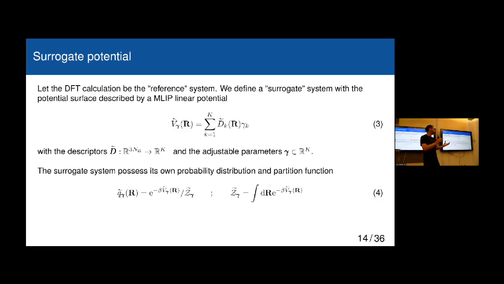Okay, so then we have a surrogate potential, a surrogate system. So we'll say that DFT will be the reference system, and the MLIP is the surrogate system. And so we have the MLIP potential, and here we use the expression for a linear potential. It's really just a linear combination of a bunch of descriptors. These are D's, and gamma are the parameters for our potentials that we are trying to fit. Right. So we say we have K of these descriptors. So this potential will have its own probability distribution, that we call Q of R, and its own partition function.